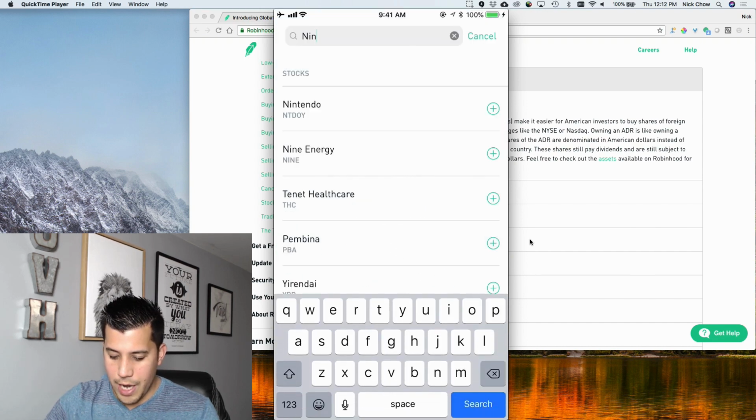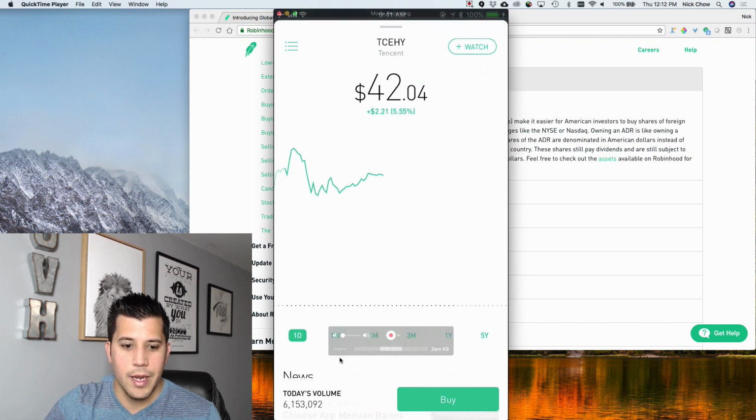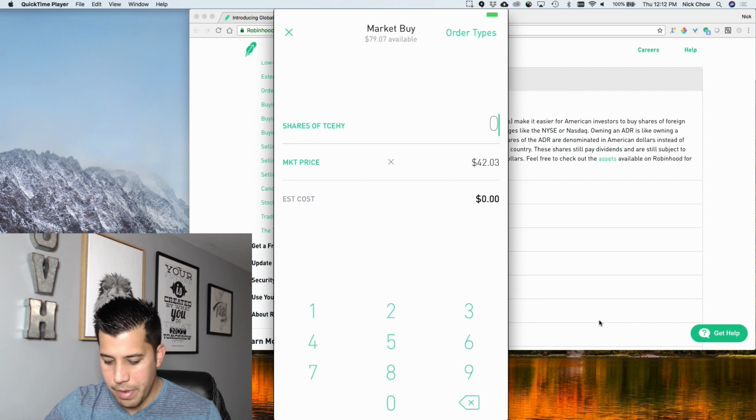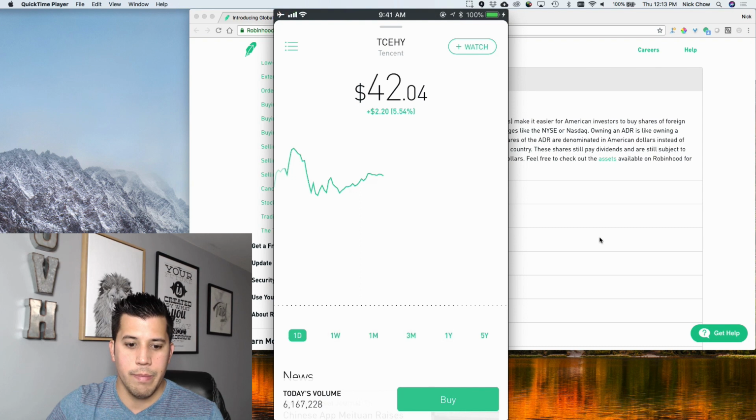The one thing I did notice on Tencent, now if you look at Tencent, you look at volume on Tencent, it's at 6 million. This ADR is trading pretty nicely. They still don't give you the bid and ask spread here, but the 6 million, just to show you kind of what's going on here. This one's actually trading, so this one might be a good fit for you.